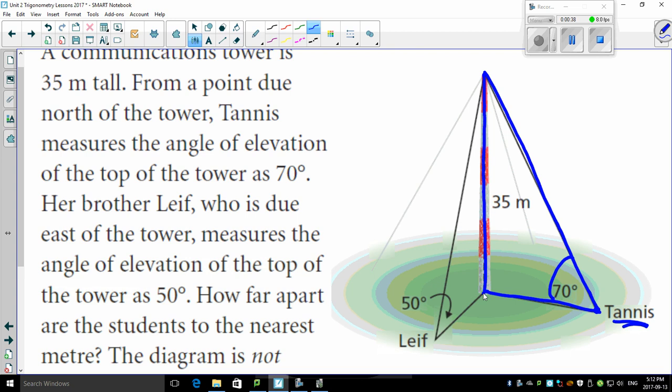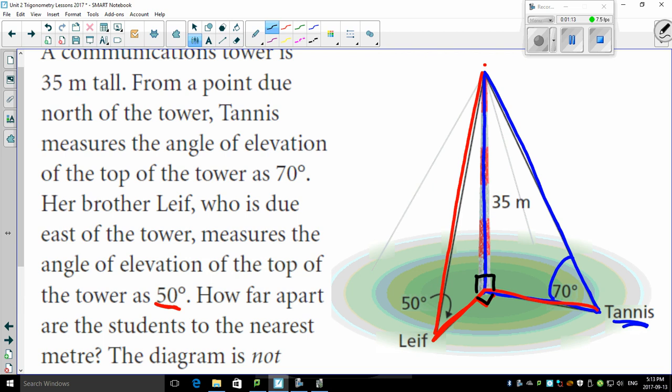Okay, her brother Leaf is over here, and he is due east of the tower. So this actually does form a 90-degree angle right here. That's very important because she's north, he's east. That's 90 degrees if I reckon. Now, Leaf, who is due east of the tower, measures an angle of elevation of now 50 degrees. So his angle is 50 degrees up. And this, of course, being a tower, you have to remember, is 90 degrees from this angle, 90 degrees from that angle, and 90 degrees on the floor.